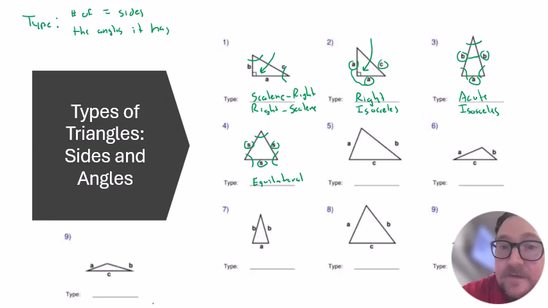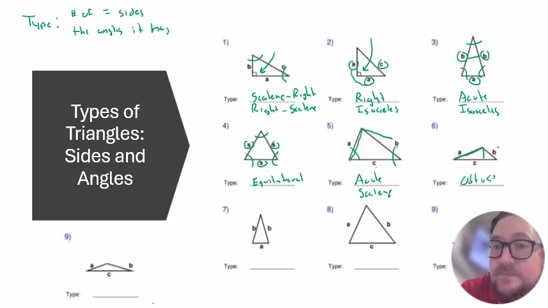We'll look at 5. Well, here's a right angle, so this is going to be acute, acute, and acute. So it's going to be an acute, and all side lengths are A, B, and C different. So acute scalene. Next, we look at angle, and that's a right angle, so this is going to be obtuse. And A, B, and C are all different, so it's going to be scalene again.